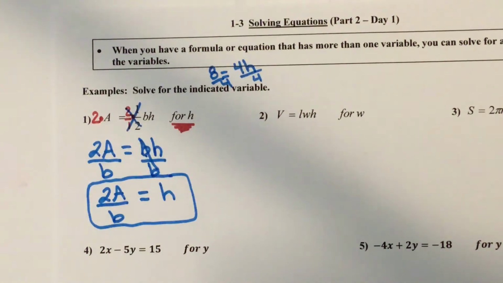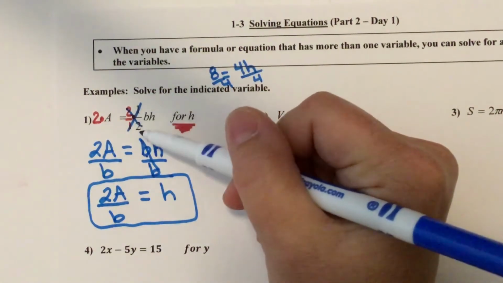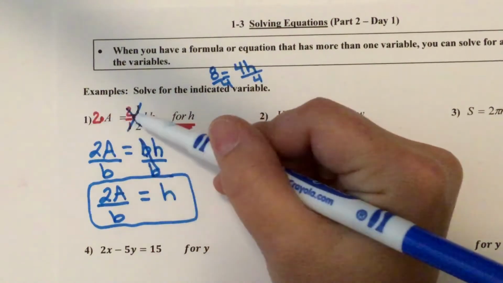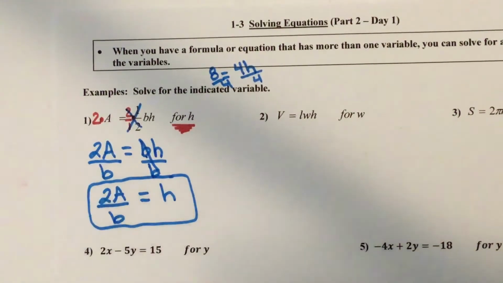So, not a lot of calculations, but it might have scared some of you. So, just remember, get rid of fractions by multiplying by the reciprocal. So that's not a new rule. Get rid of multiplication with division. And that was it. That's all I did in that problem.